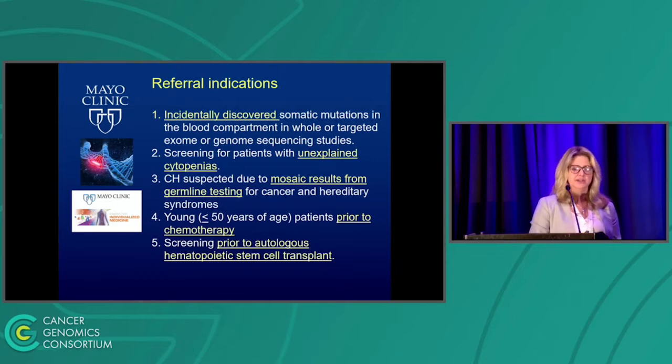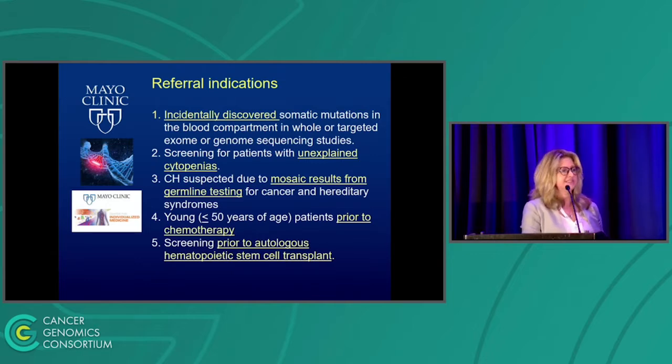Number two, screening for patients with unexplained cytopenias. So an example is a patient with a prolonged unexplained cytopenia greater than 3 months without an evident cause or dysplasia on bone marrow, who undergoes NGS testing and was found to have a DNMT3 mutation. Third is clonal hematopoiesis suspected due to mosaic results from germline testing. We get a lot of these for cancer and hereditary syndromes.